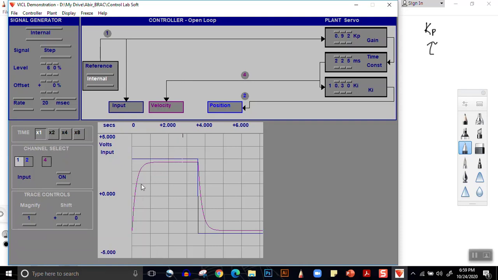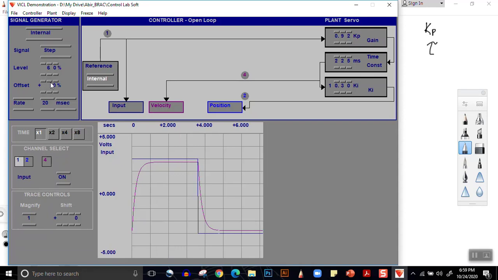This is our 0, 1 volt, 2 volt, 3 volts. We have 3 volts in positive and again minus 1, minus 2, minus 3. So minus 3 volts in negative. So this line here is our input. This line here is our output.